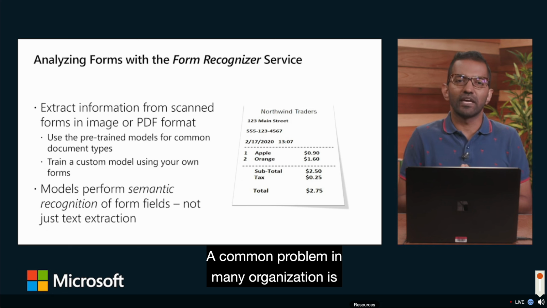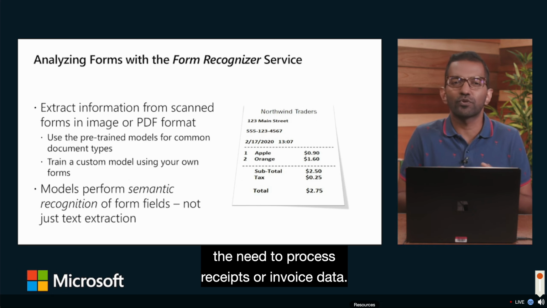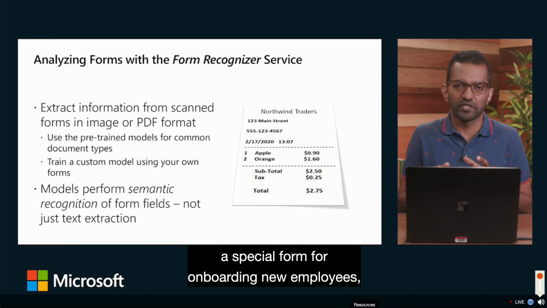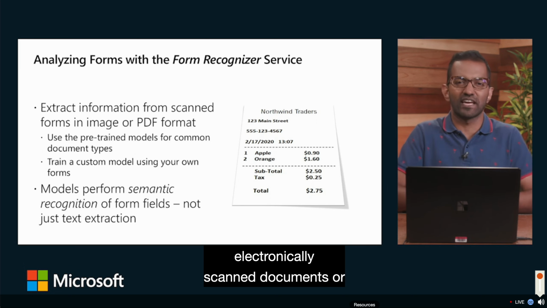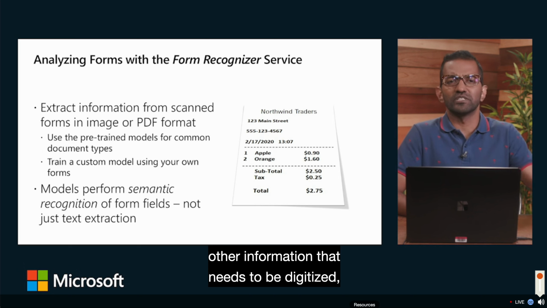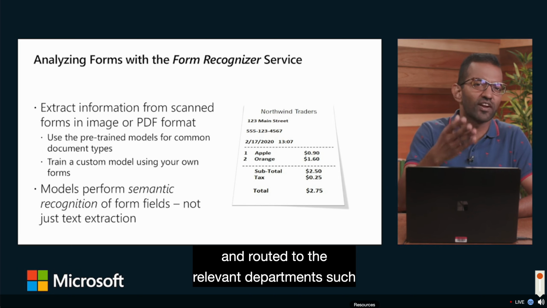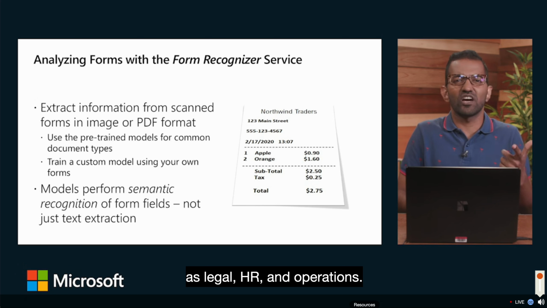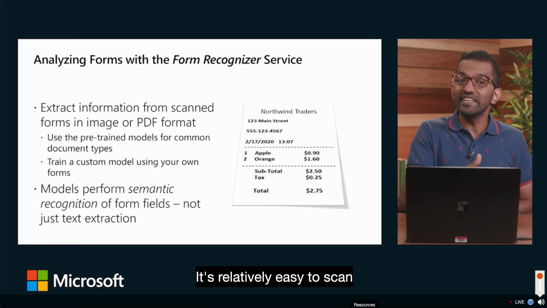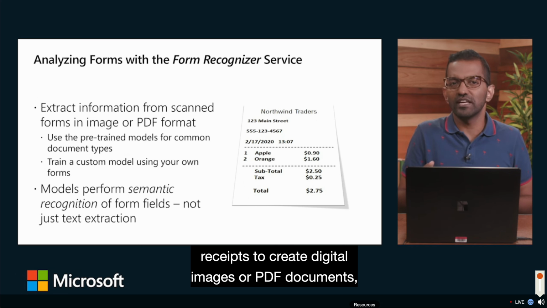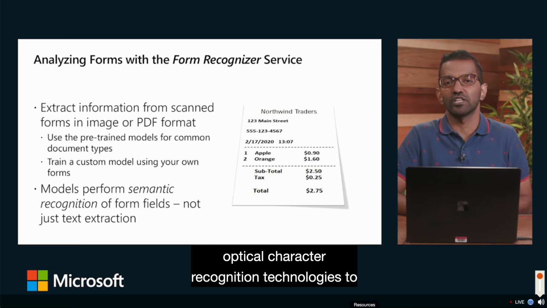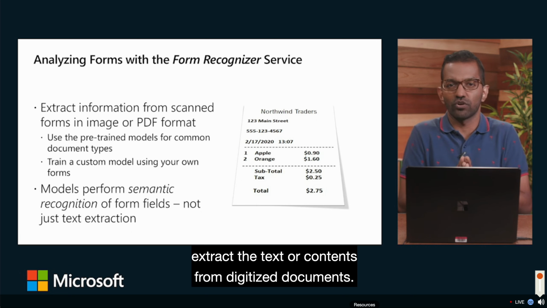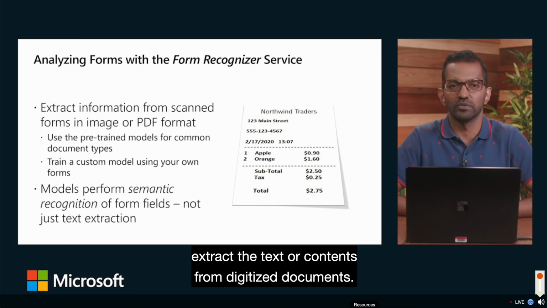A common problem in many organizations is the need to process receipts or invoice data. For example, a company might have a special form for onboarding new employees, which might require submissions of electronically scanned documents or other information that needs to be digitized and routed to the relevant departments such as legal, HR, and operations. It's relatively easy to scan receipts, to create digital images or PDF documents, and it's possible to use optical character recognition technologies to extract the text or contents from digitized documents.